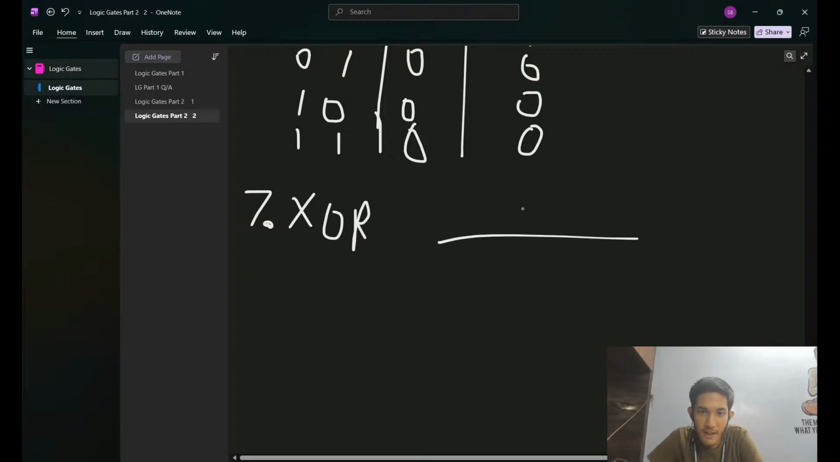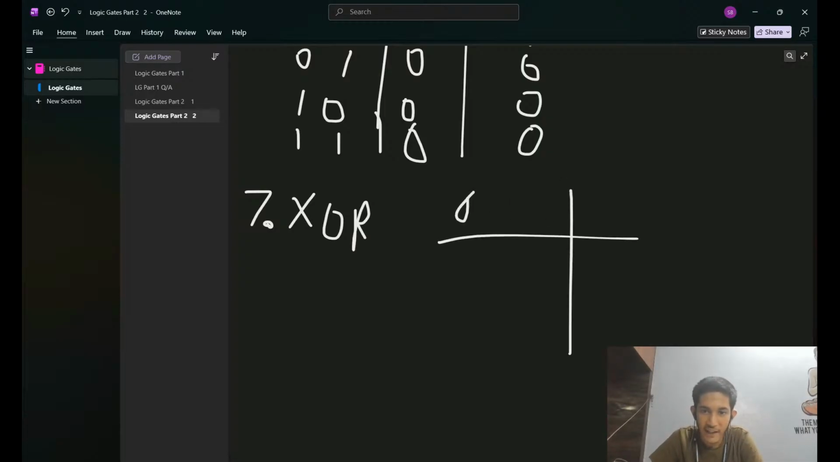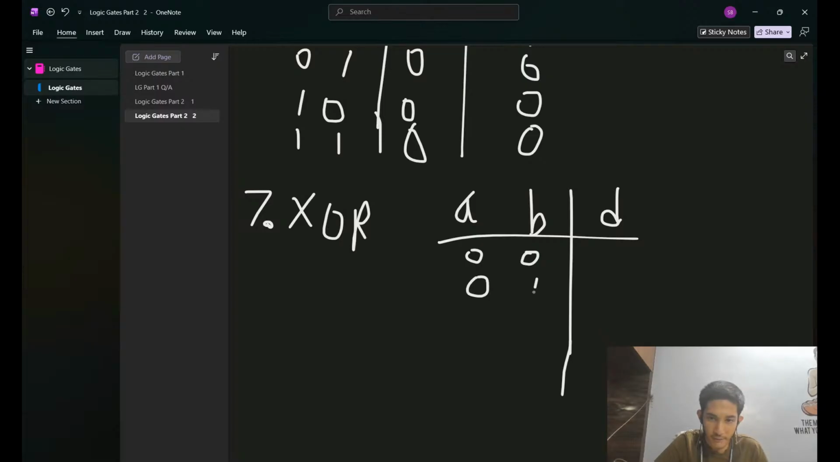Now, in the meantime, I'm just going to be drawing the truth tables. Now, A here and B here. Well, we have also D. Now, XOR, as the name implies, should be similar to OR, but it should exclude something. What is that something we're excluding? We'll see. Now, 0 0, 0 1, 1 0, and 1 1.